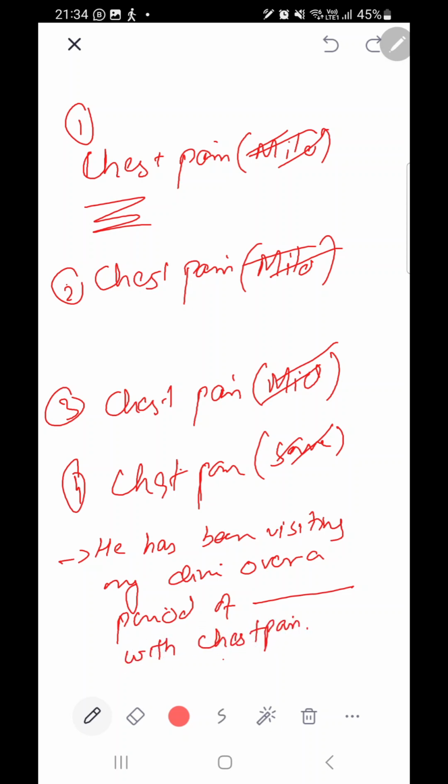So I can use it minus intensity with has been, that is present perfect. He has been visiting my clinic over a period of, let's say, blah blah time with chest pain. Then I can write down about the intensity, that is something else. But I'm just telling you, sometimes we can use the topic sentence to start the paragraph to give you an idea that this paragraph will be covering majorly the cardiac events or the chest pain.